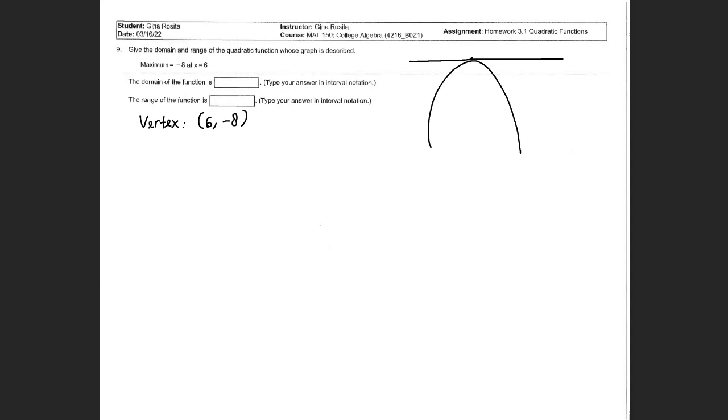So we find the domain is from negative infinity to infinity. The maximum value is negative 8. Looking at the range from bottom to top, we can see the range is from negative infinity to negative 8, closed.